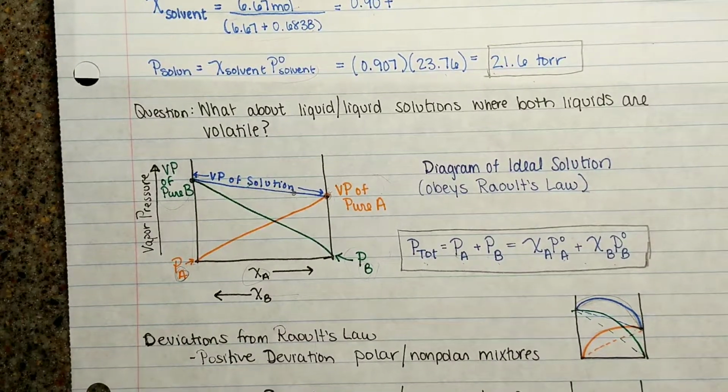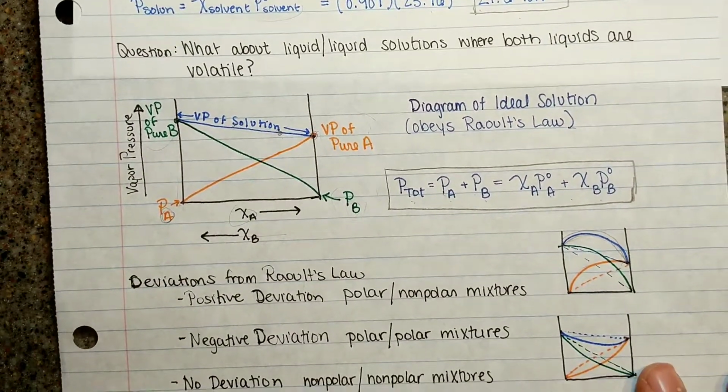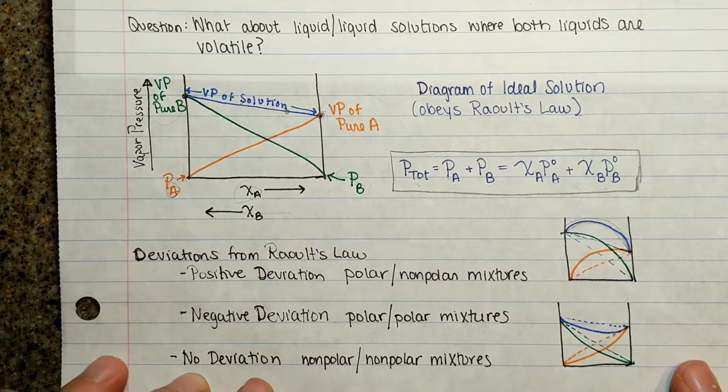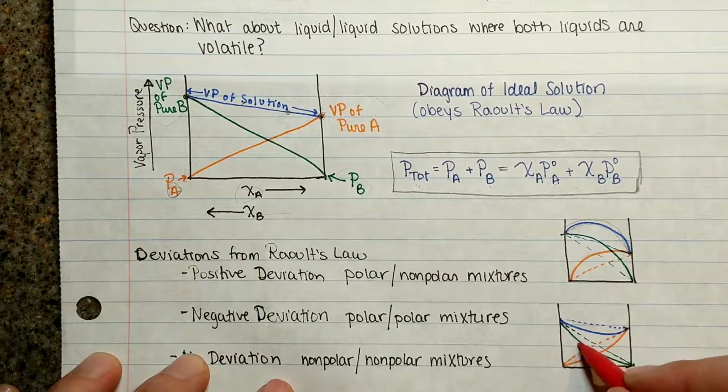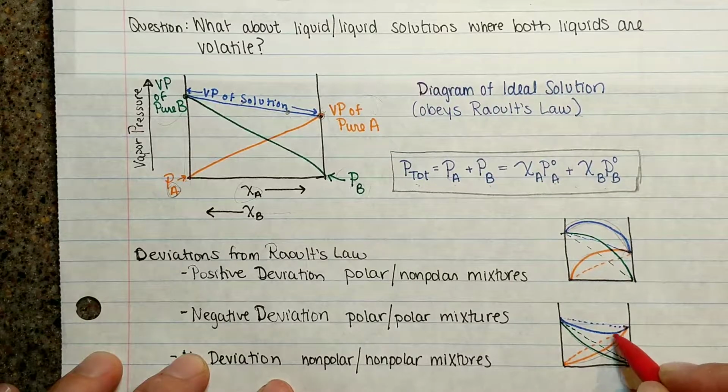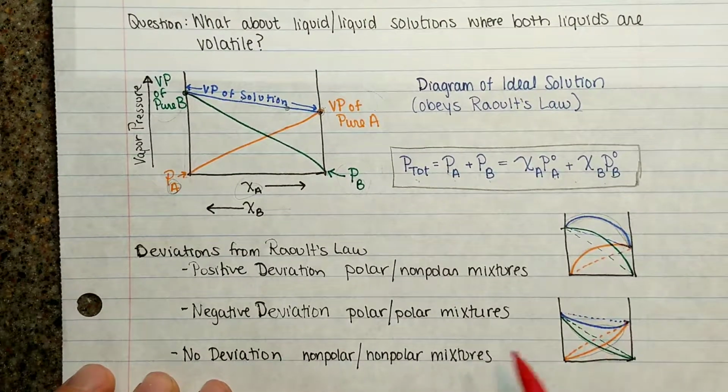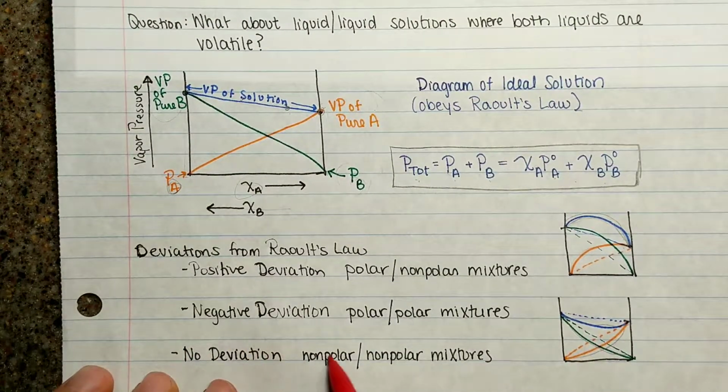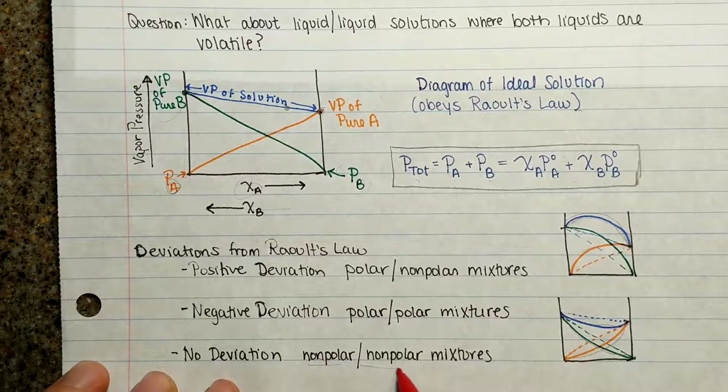Okay. I can have a negative deviation, and a negative deviation where I have a dip in my partial pressures, or my pressures of each. So it dips down. So I'm finding out it's lower than I expected. Where we have no deviation is when we have a nonpolar mixed with a nonpolar solvent.